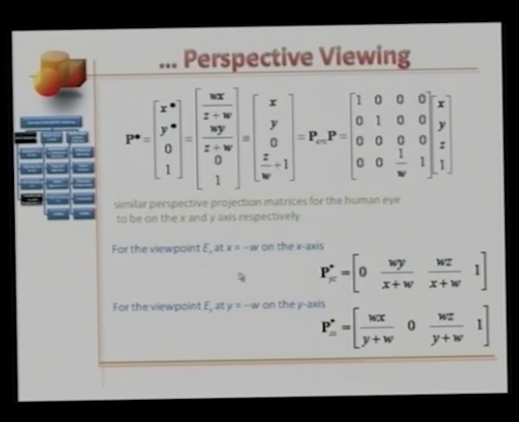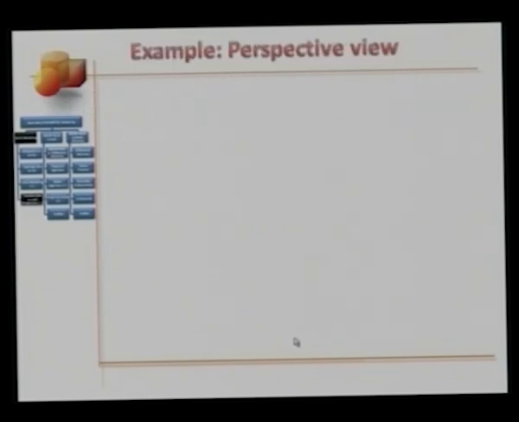In case my viewpoint or my eye is along the negative x direction, the perspective image will be on the yz plane, and in case my eye point is along the negative y direction, my perspective plane will be the zx plane. Let's take a look at an example on perspective view.